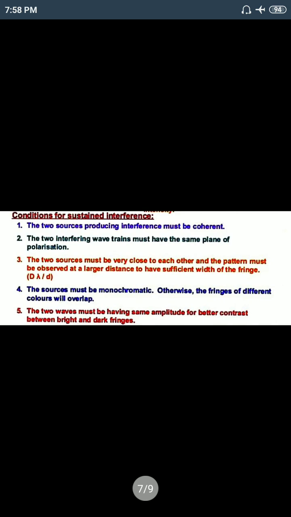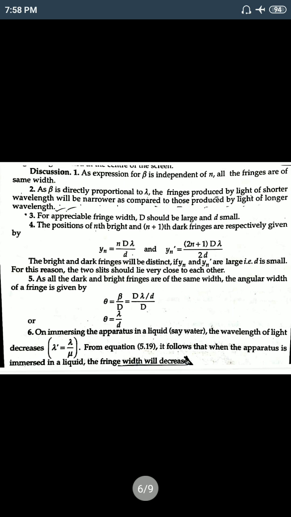Angular width of a fringe: as all bright and dark fringes are the same width, the angular width of the fringe is measured by theta. It is written over there, theta equals beta by capital D. So if you put beta's value over there, capital D cancels, and we get lambda by small d. If all dark and bright fringes are the same width, then the angular width is denoted by theta.